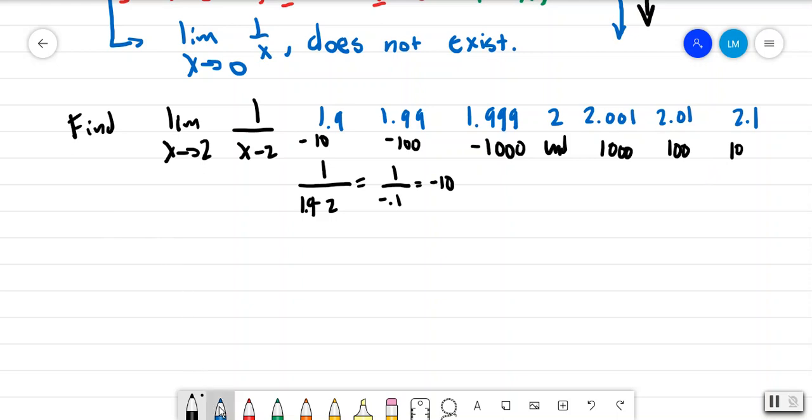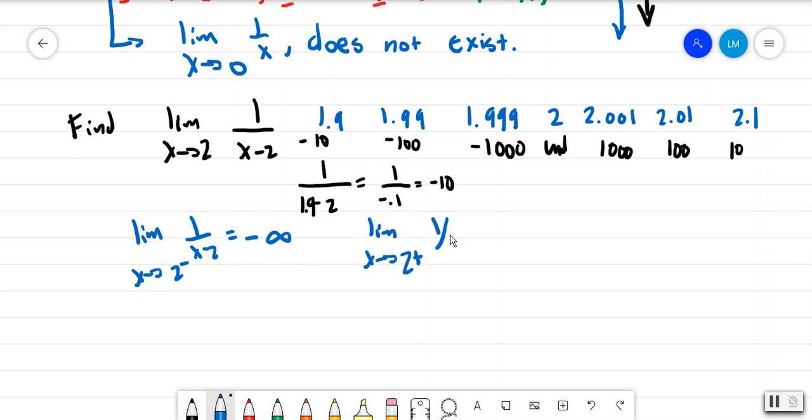Now, what this is telling me is that there are two characteristics in terms of the left and the right. For the first one, from the left side, it's going to minus infinity. But for the limit as x approaches 2 from the right side of 1 over x minus 2, this is going to be infinity. So essentially, this tells me that the limit as x approaches 2 for 1 divided by x minus 2 does not exist.